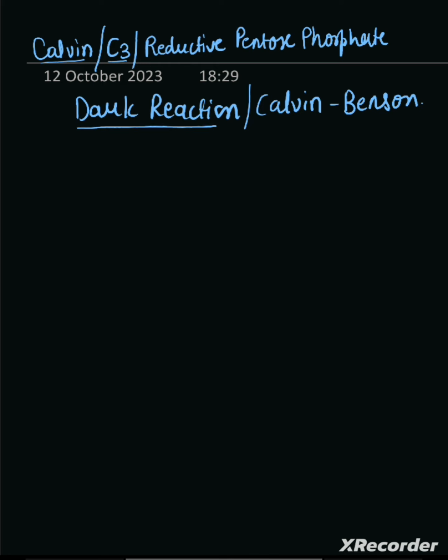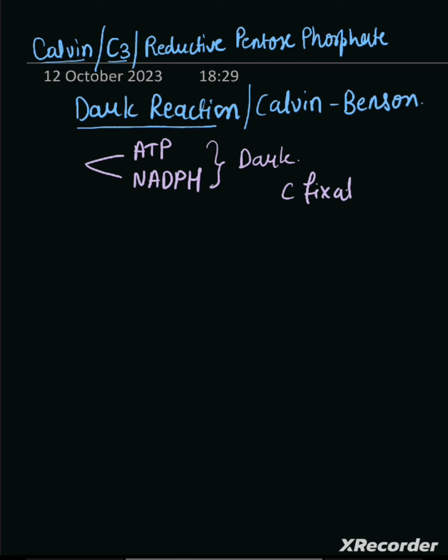We saw the light reaction in the previous classes. Light reaction gave us two major products, one is ATP and the other one is NADPH, right? So both these products will be utilized now in the dark reaction for the carbon fixation. How that is done? So let's look into that.